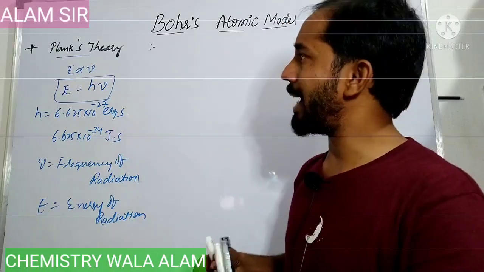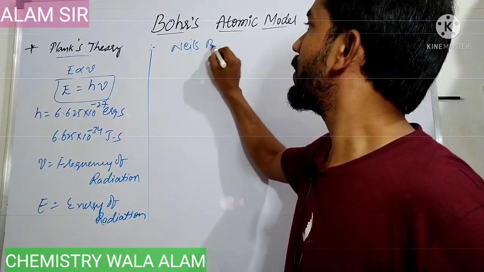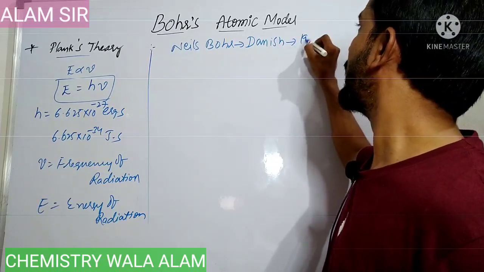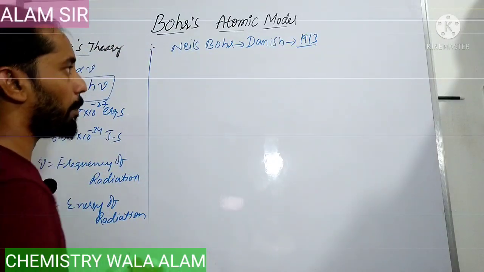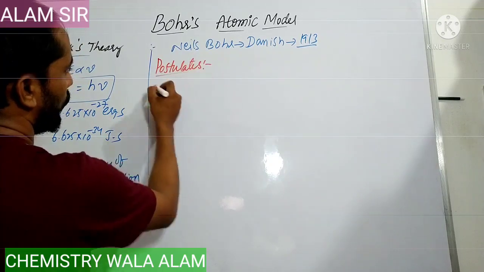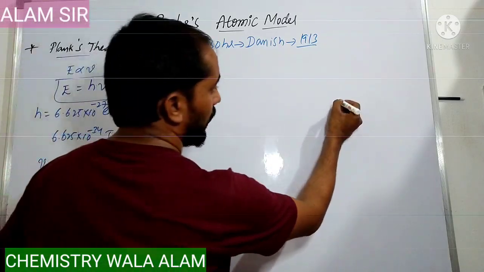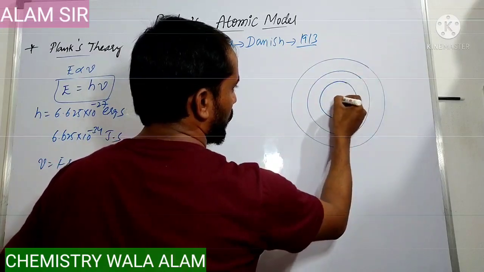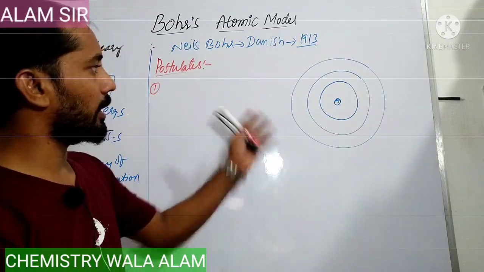This is the basis of Planck's theory, and based on it, Niels Bohr, the Danish scientist, proposed in 1913 the model called Bohr's atomic model. Now let us see the postulates of Bohr's atomic model. The first postulate: at the exact center of the atom the nucleus is present. This was given by Rutherford.